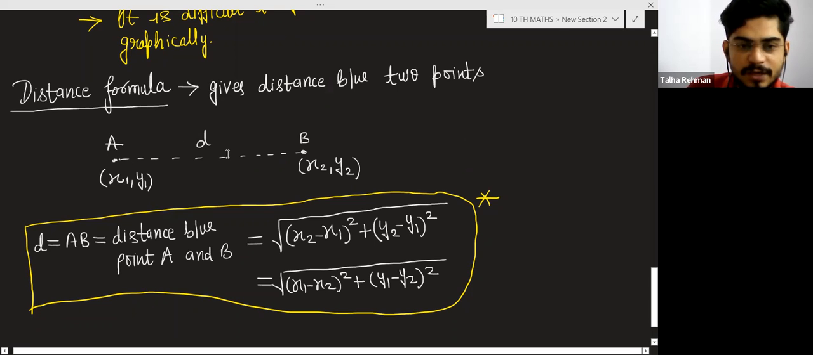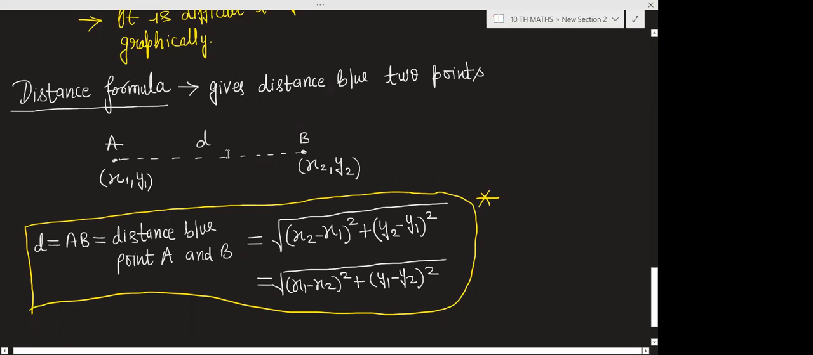So the distance formula gives the distance between 2 points, only 2 points we have, with the coordinates of point 1 as x1, y1, point 2 as x2, y2, and the distance formula is this.